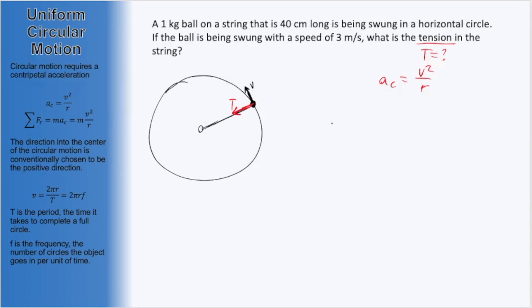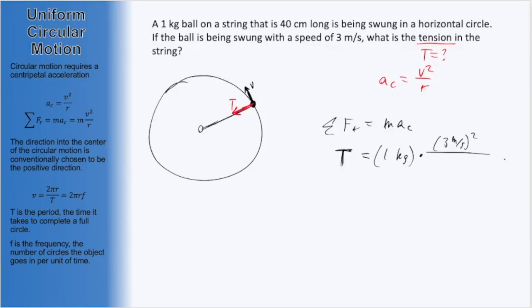So when we go to make our net force equation, tension being the only radial force means the left side just becomes tension. So we see that tension has to equal whatever the mass is, which is 1 kilogram, multiplied by the centripetal acceleration, which we know has to be v squared over r. In this case, our velocity is 3 meters per second. So square that and divide by the radius of our circle.